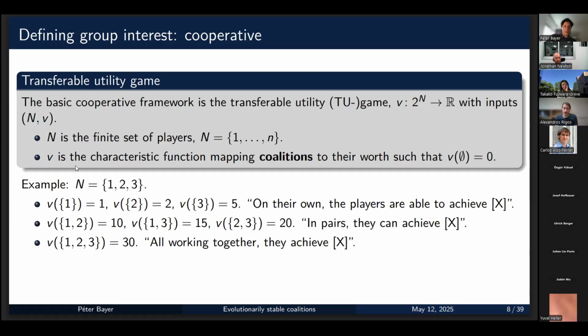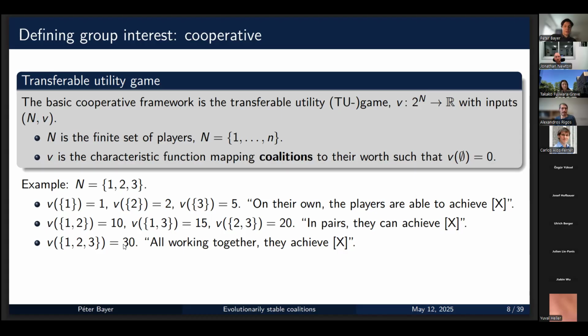Okay, this is a classic example. I have 3 players. These are the individual values. If player 1 is alone, he's worth 1. If player 2 is alone, he's worth 2. Player 3 alone is worth 5. So the way we interpret this is that on their own, the players are able to achieve whatever their value is. In pairs, if 1 and 2 team up, they're worth 10. 1 and 3 team up, they're worth 15. 2 and 3 team up, they're worth 20. If they pair up in these particular ways, they're able to achieve this value.